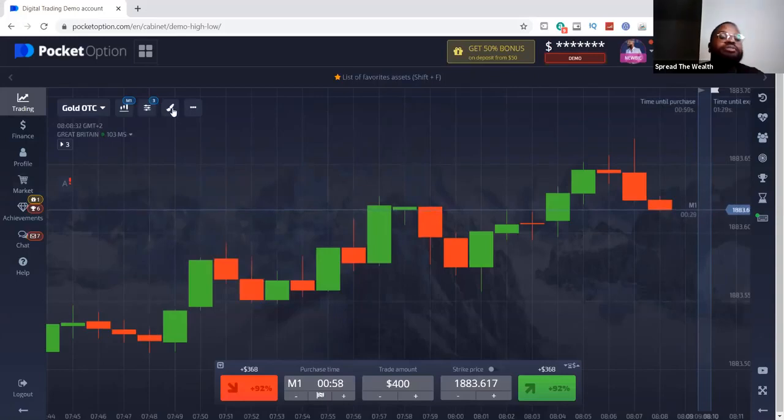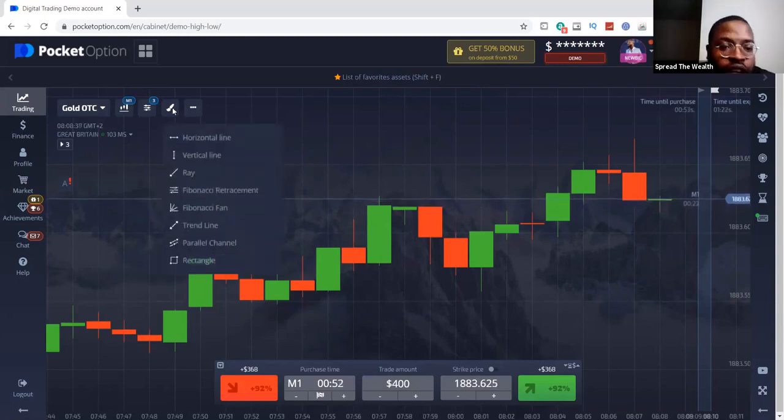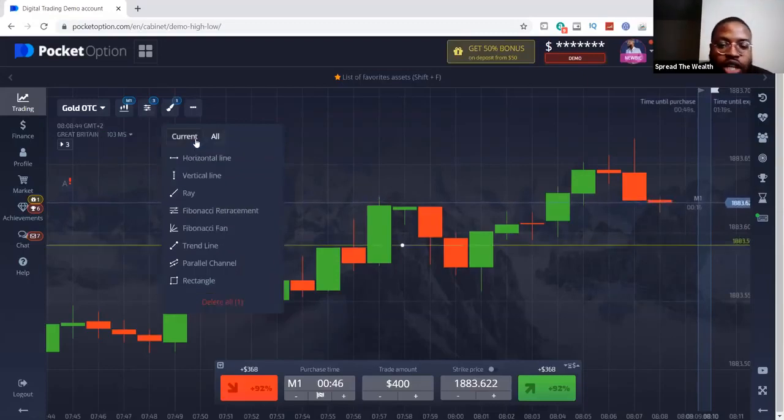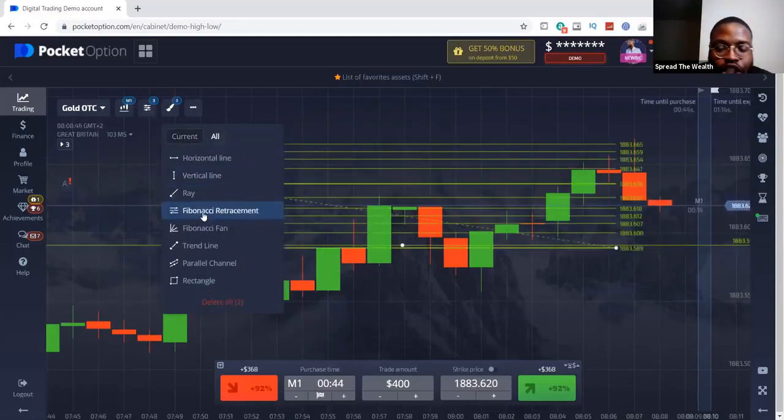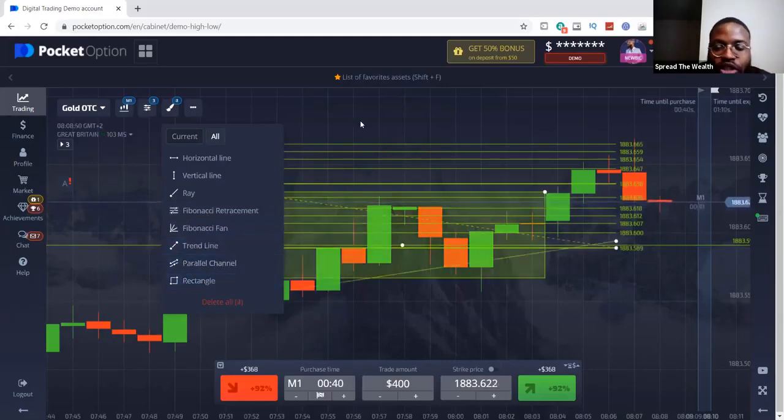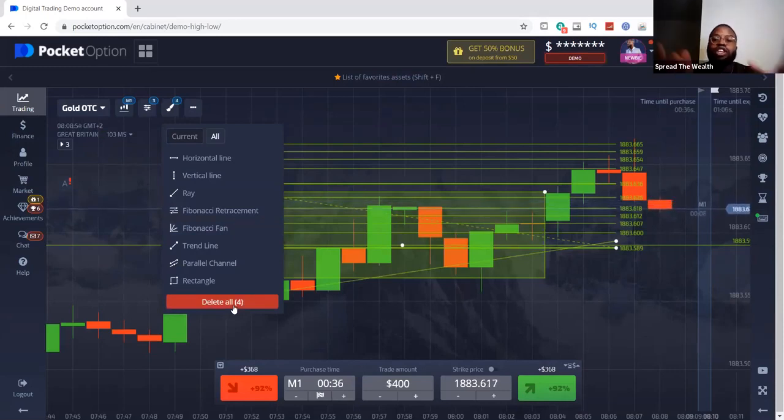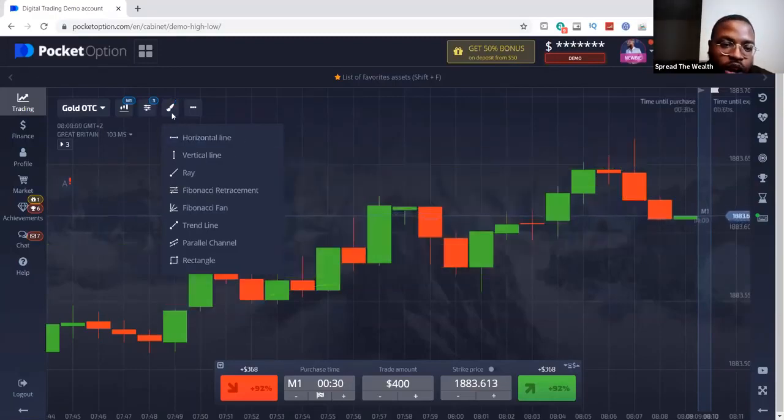Now, last but not least, what I want to go over is the painting tool. All right. This specific painting tool allows you to mark up your charts, right? So if you're looking to put horizontal lines, or put Fibonacci on your chart, or trend lines, or boxes, guys, you can do all that type of good stuff. So that way you can mark up your chart on when you're looking to get into a specific point in the market.